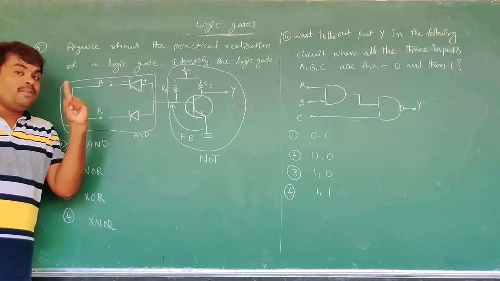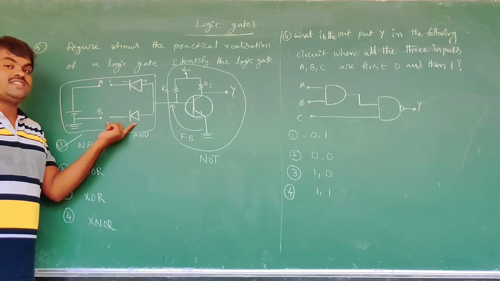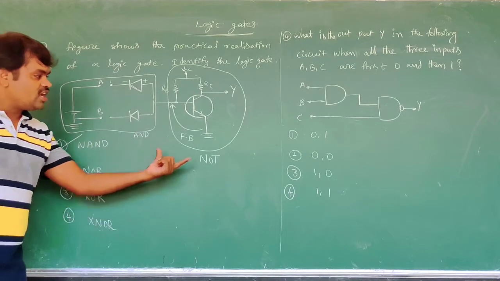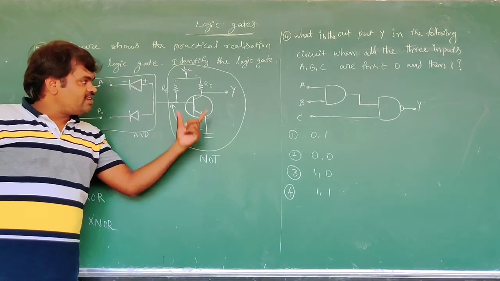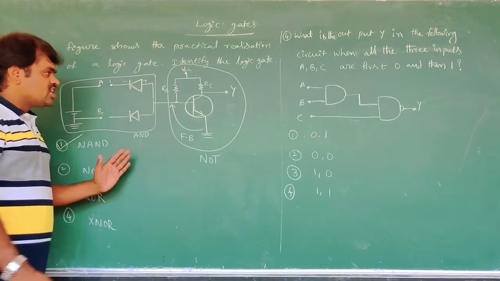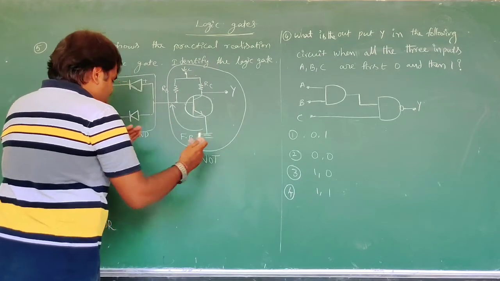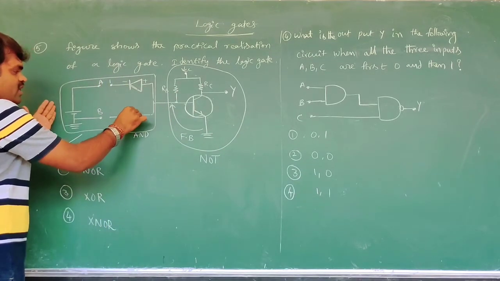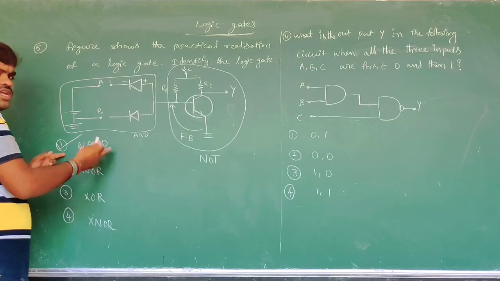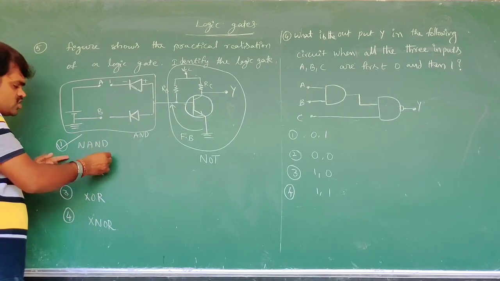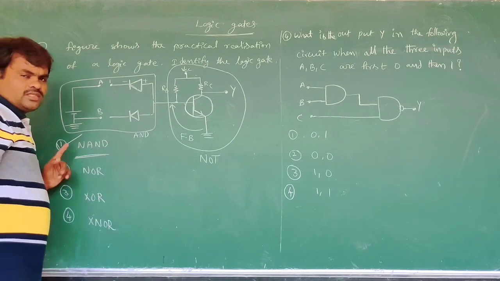That's why I have explained clearly what the NAND gate is in the diode circuit. The NOT gate I am explaining with the transistor circuit. That's why this is represented as a NOT, this is represented as an AND. That's why it is AND plus NOT. It belongs to the NAND gate.